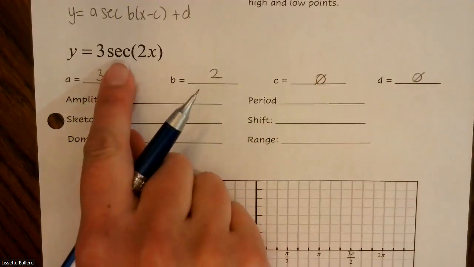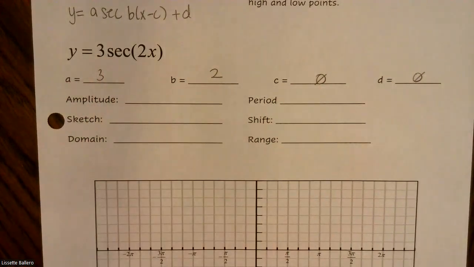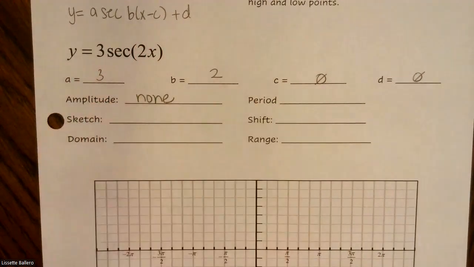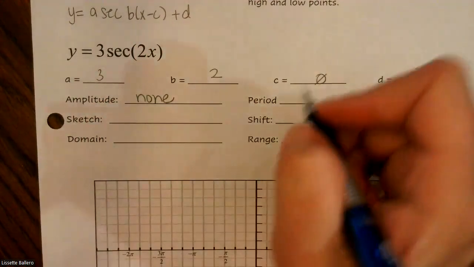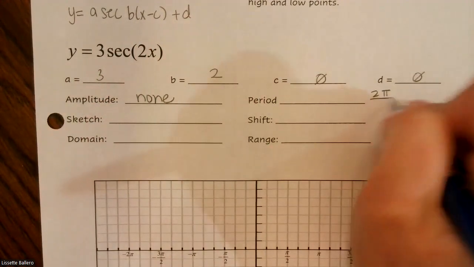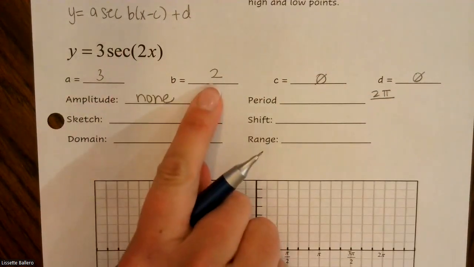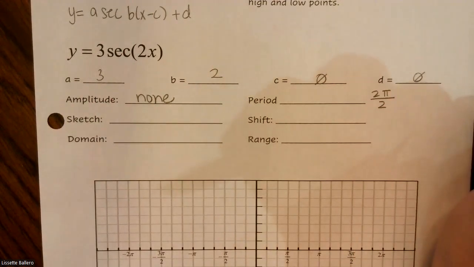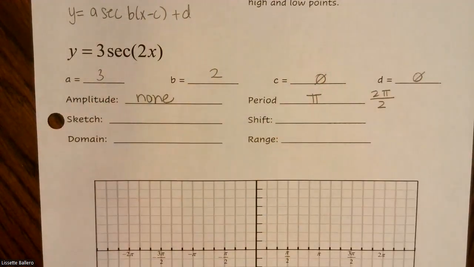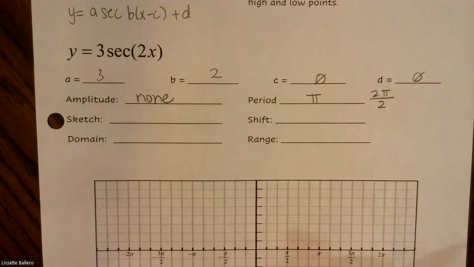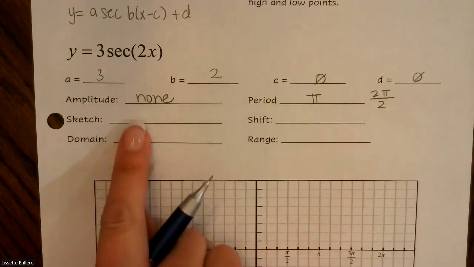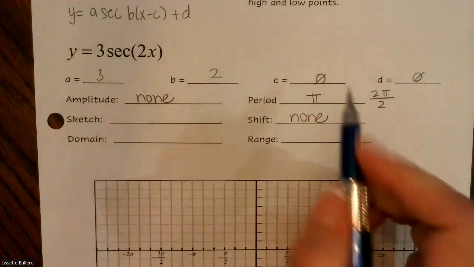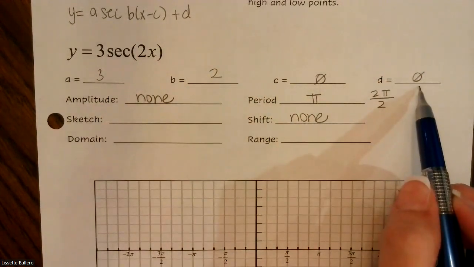Now, with these graphs, secant and cosecant, since it does go up and down forever, there's no amplitude, so this would be none. For the period, we're going to take that 2 pi, which is the regular one, and we divide by 2 here. And so 2 pi divided by 2 is pi. That means every pi distance, we're going to have a full period of the graph. It wants us to sketch and write the shifts here. There's no shifts because we said it's not going to go left or right or up or down.